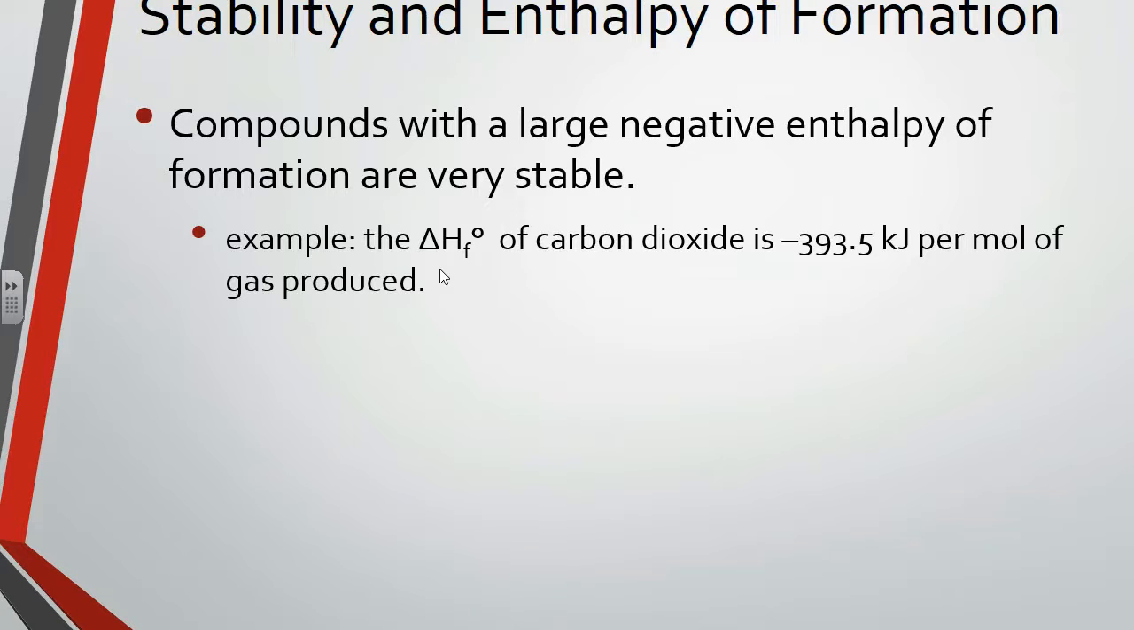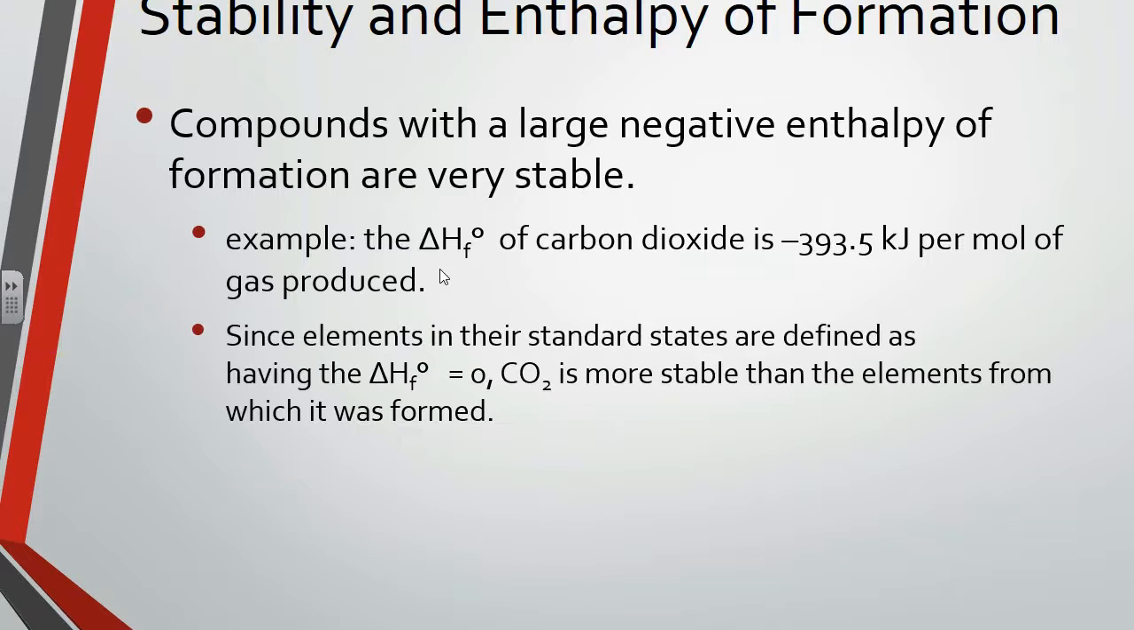So if we look at the enthalpy of formation for carbon dioxide, we can see that it says it's negative 393.5 kilojoules per mole of the gas that's produced. So does that mean that it's more stable in its compound form or less stable? More stable. More stable, right? So CO2 is going to be more stable than the carbon and the oxygen that it was made up from, okay?